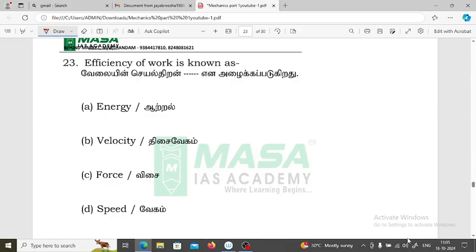So efficiency is related to energy. Capacity to do work is said to be energy. Only if there is energy can work be done. So for efficient work to happen, what do we need? Energy. Okay, option A is correct.